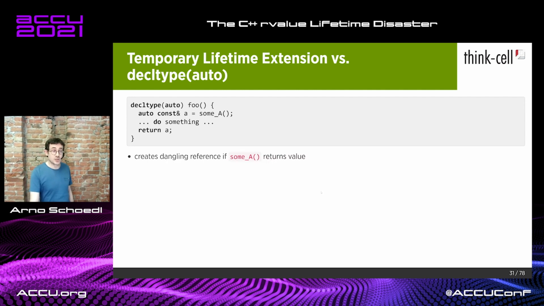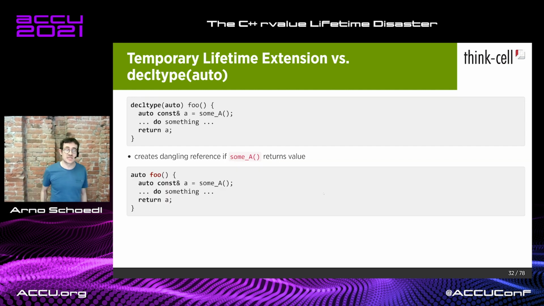Alternatively, we could say, okay, why not change the foo instead of returning decltype(auto)? We could say, well, we can just have it return an auto. Well, auto just decays everything. It valuefies everything that you give it. So in this case, it would work, but foo would always return a value, even if someA returns a const reference.